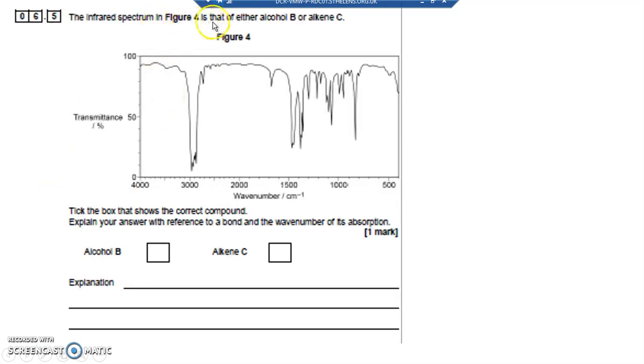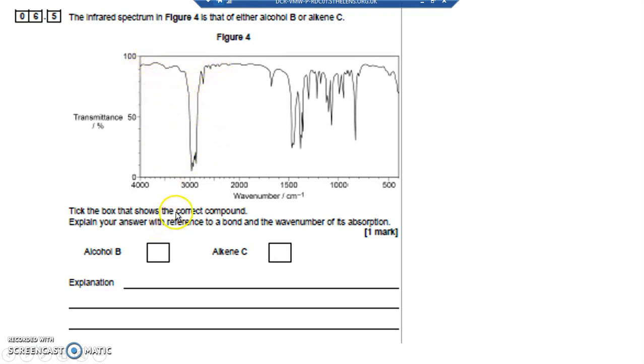The infrared spectrum in figure 4 is that of either alcohol B or the alkene. So we're looking for either an alcohol, an OH, or a C=C double bond. Which one is it? Well, it's easy to identify that actually it's not the alcohol. That's the easiest way of doing it, because an alcohol has a very, very broad absorption peak here. A really, really wide, deep absorption peak here. Not sharp like this, it's really, really wide.